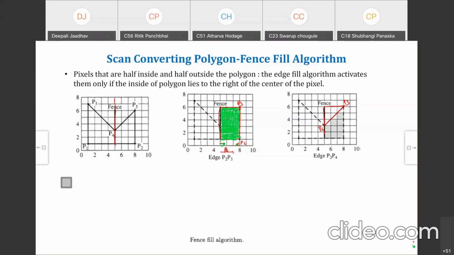Now for those pixels that are half inside, if the inside of the polygon lies to the right, then activate it or complement it. That's why these three are also complemented. Why? Because half of the pixel's point lies inside the polygon, to the right of the point. So these three are activated, meaning complemented back to the background color white, and these remain as they are.